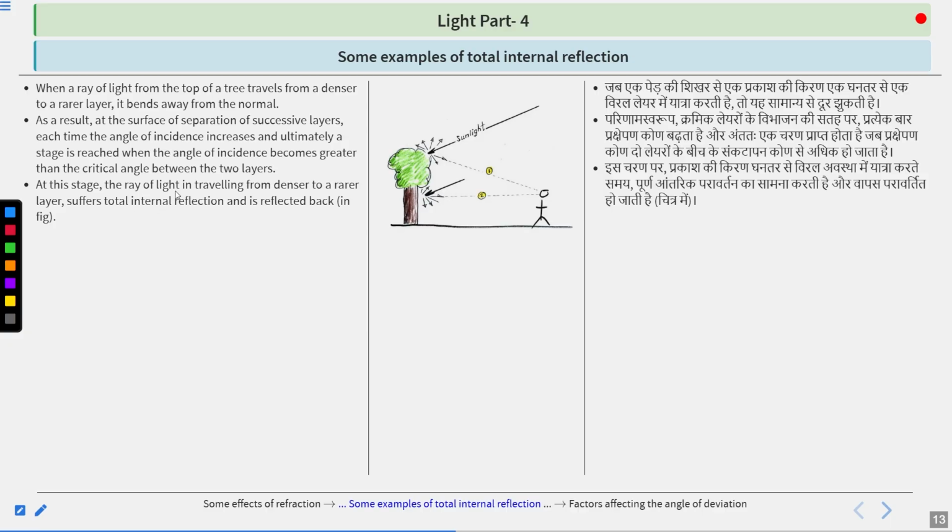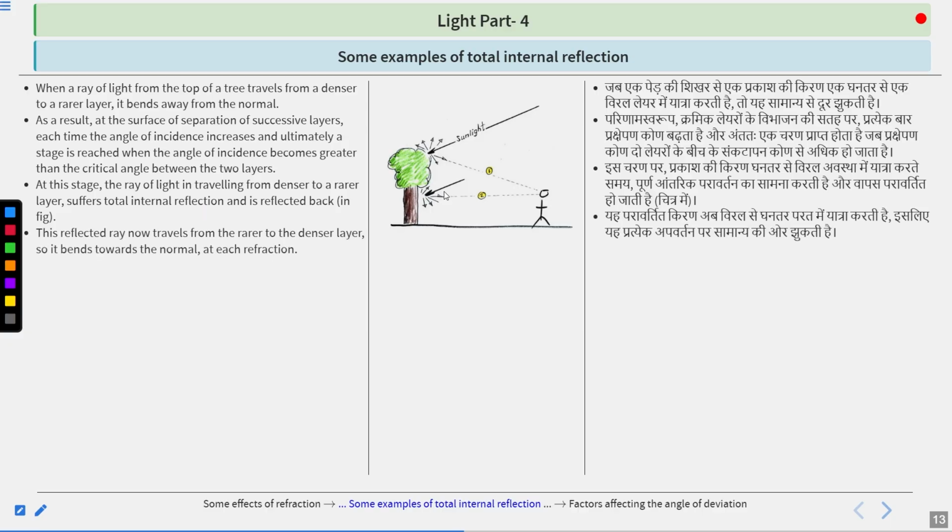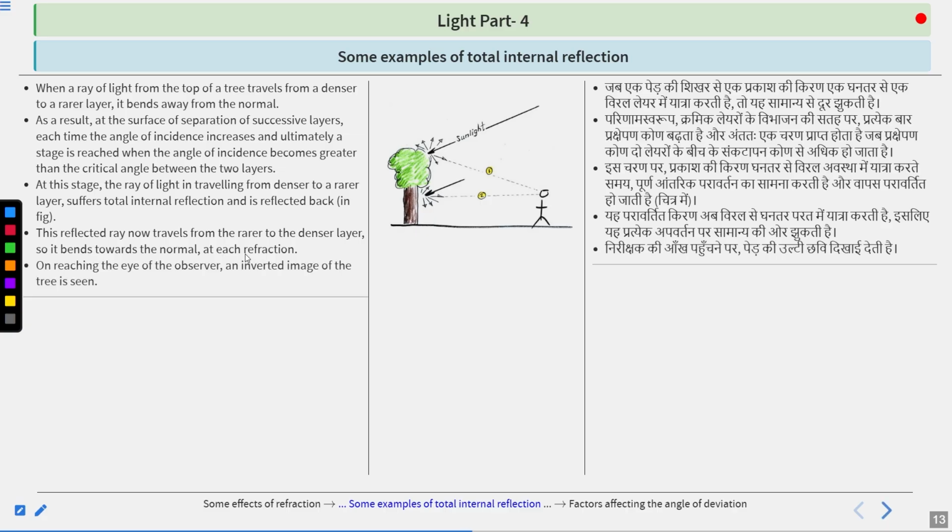At this stage, the ray of light, in traveling from a denser to a rarer layer, suffers total internal reflection and gets reflected back, as you can see in the figure. This reflected ray now travels from a rarer to a denser layer, so it bends towards the normal at each reflection. On reaching the eye of the observer, an inverted image of the tree is seen.